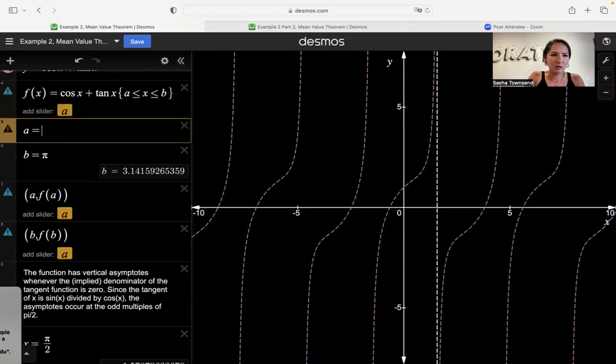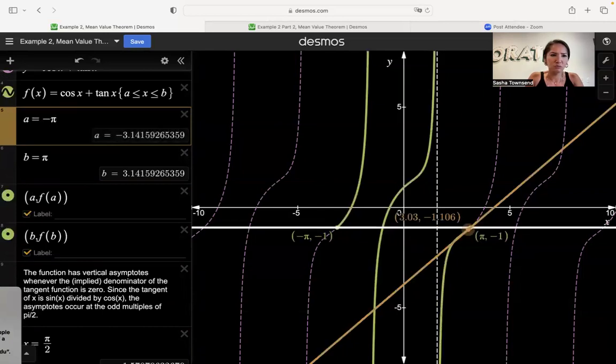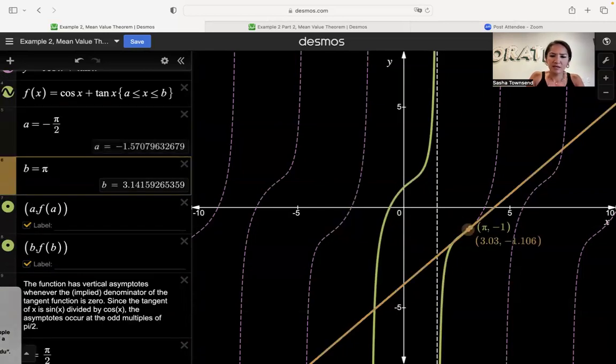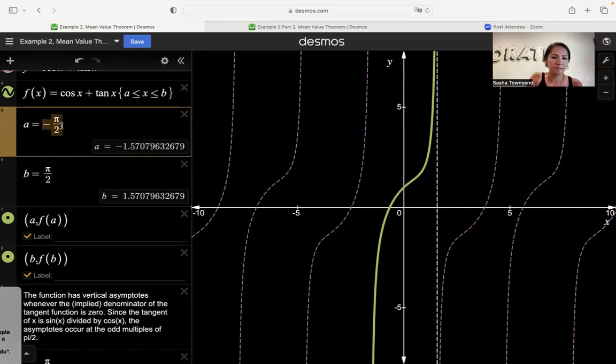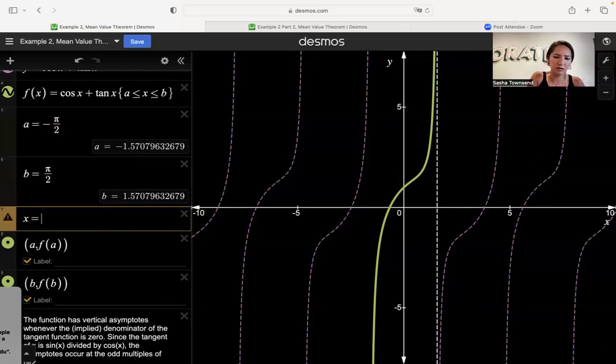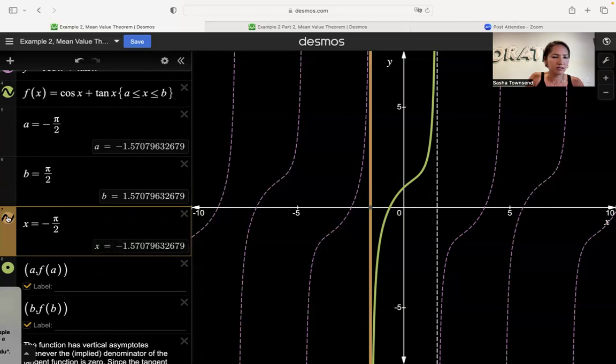Let's let A equal negative pi over 2 and B equal pi over 2. Now we're talking about just that branch of the function. The function is undefined at both of those values. X equals negative pi over 2 looks like this. So that's another one of our asymptotes.